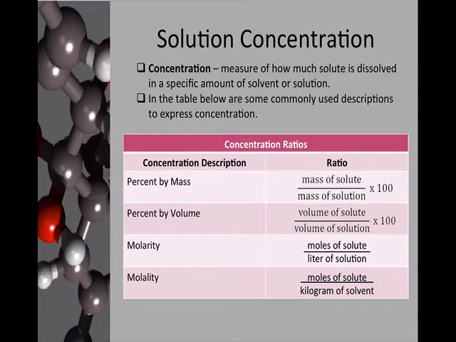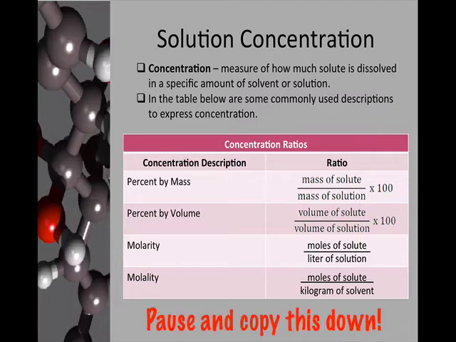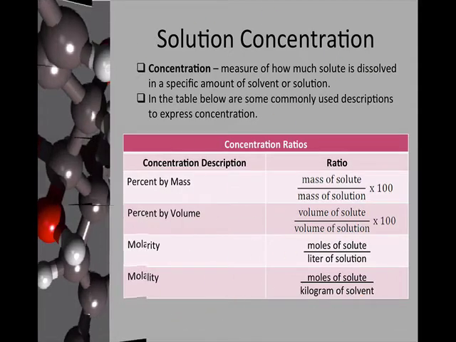Solution concentration: the definition of concentration is a measure of how much solute is dissolved in a specific amount of solvent or solution. And these are the most common concentration descriptions we can have. When something is more concentrated, it means it has more of the solute dissolved in the solvent. If it's less concentrated, we also refer to it as dilute. It means it has less of the solute in the solution or the solvent. So we're going to talk today about percent by mass, percent by volume, molarity, and molality.